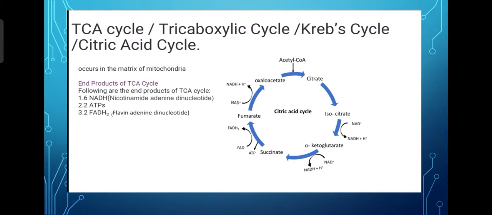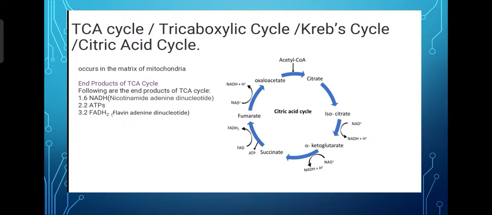Next we have TCA cycle, that is tricarboxylic acid cycle. TCA cycle is also called as Krebs cycle and citric acid cycle. It is the second stage of cellular respiration. It occurs in the matrix of mitochondria. This metabolic process occurs in most plants, animals, fungi and many bacteria.